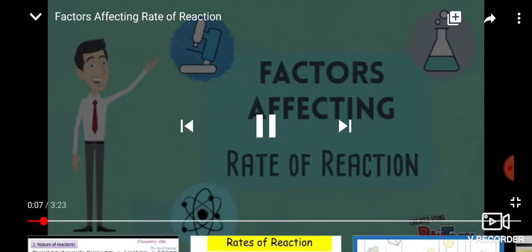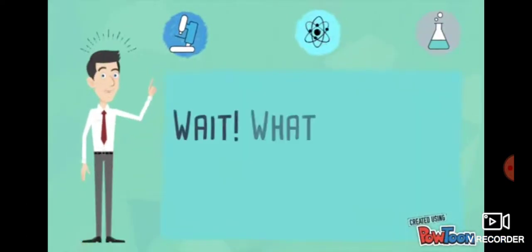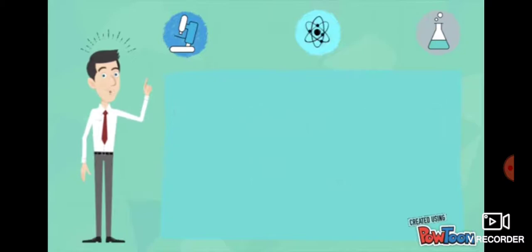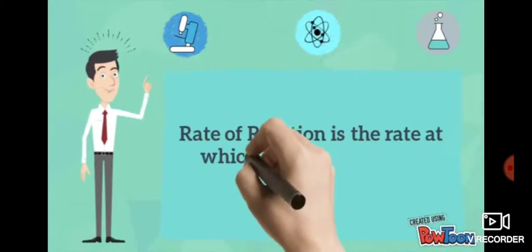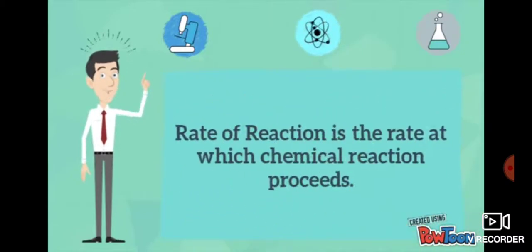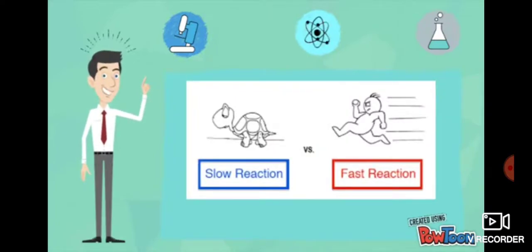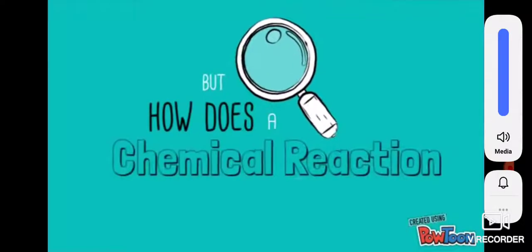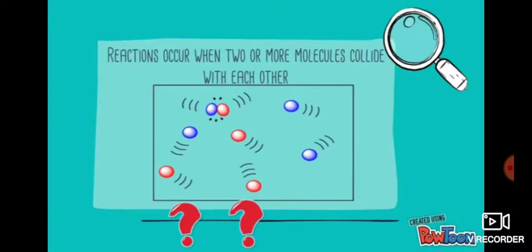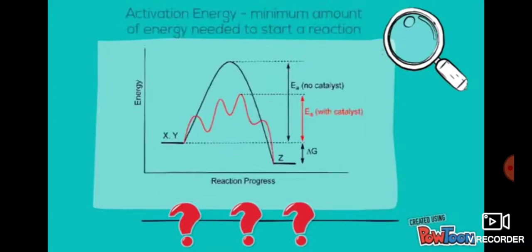Factors affecting rate of reaction. Wait, what is rate of reaction? Rate of reaction is the rate at which a chemical reaction proceeds. In simpler terms, the rate of reaction is how fast or how slow a chemical reaction occurs. But how does a chemical reaction occur? Reactions occur when two or more molecules collide with each other and must possess enough activation energy, which is the minimum amount of energy needed to start a reaction.